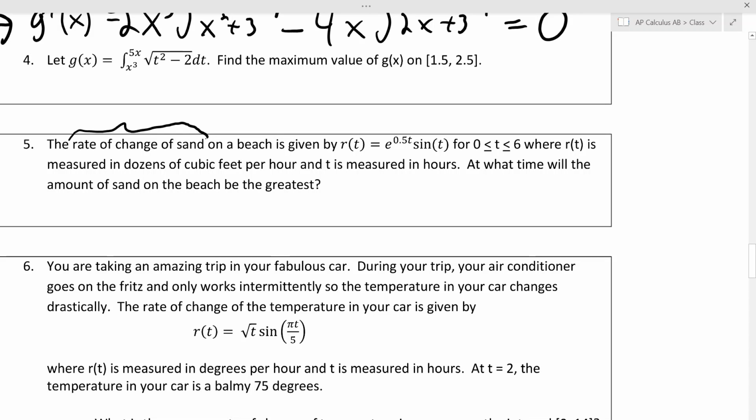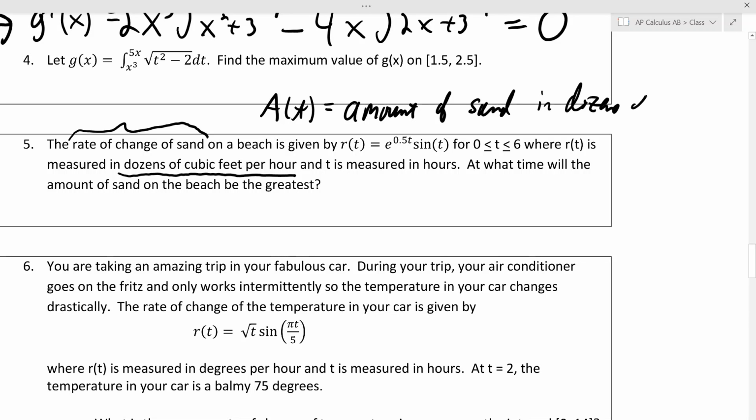All right, so what we said before is there is some function out there, I usually call it A of t, which represents the amount of sand, okay? And R is measured in dozens of cubic feet per hour, so A is measured in dozens of cubic feet, which is a little weird, but if you get 10, then that means 10 dozens, so what, 120? Okay, t is measured in hours.